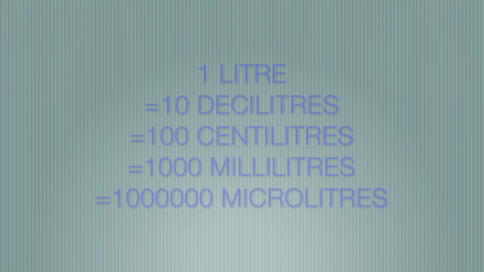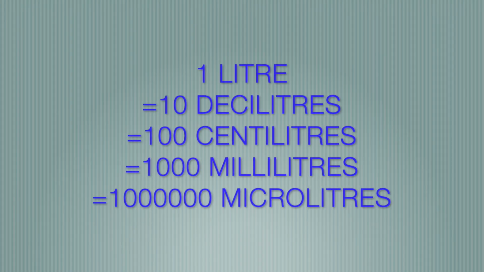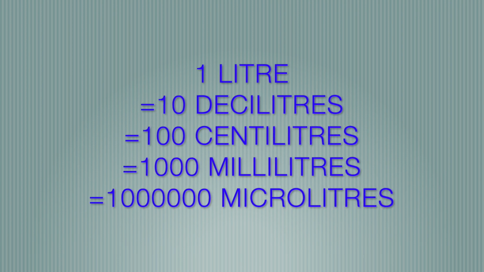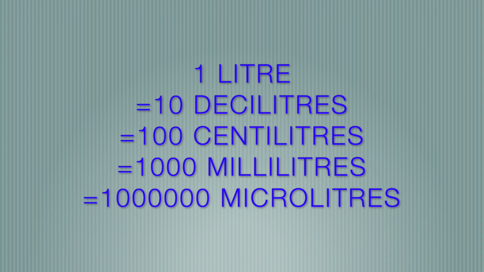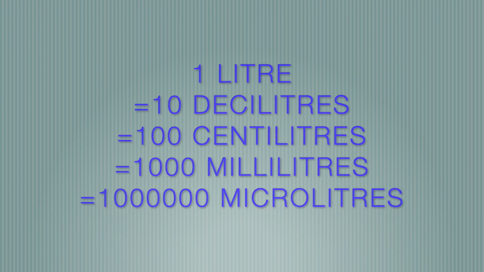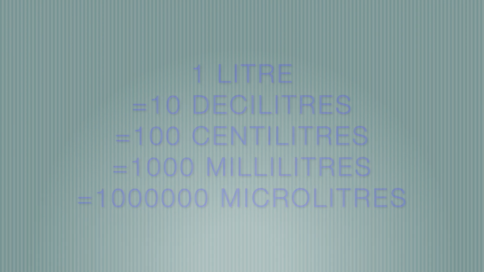An easy way of learning them is learning the prefixes. So micro basically means one millionth. So if you ever get microlitres, it's a millionth of a litre. Centi is always a hundredth, deci always a tenth. And that's all you need to know.